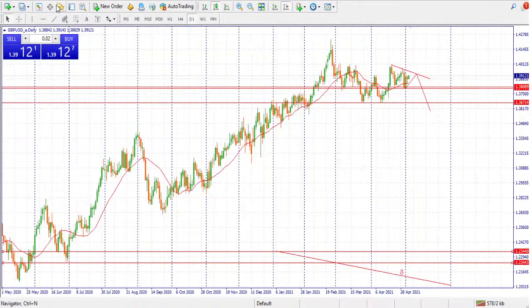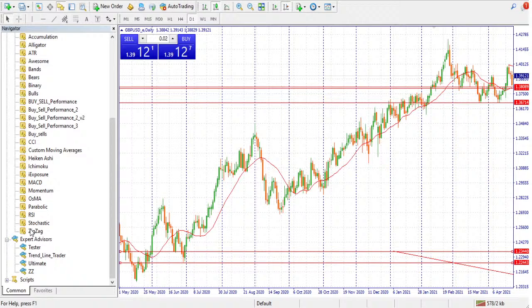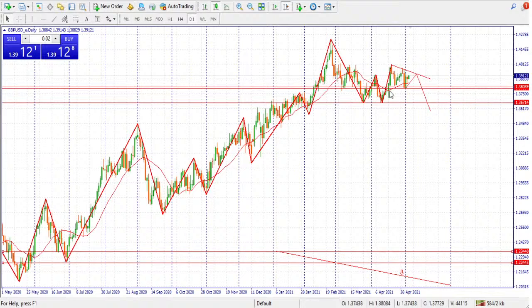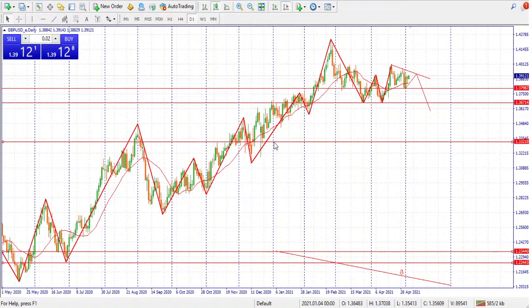The next chart is GBP/USD. On this chart, I'm going to add the alligator indicator and the zigzag indicator. So here also we expect sellers. We don't expect price to continue to the upper side, at least for now, despite the fact that there's this break above some trend line.